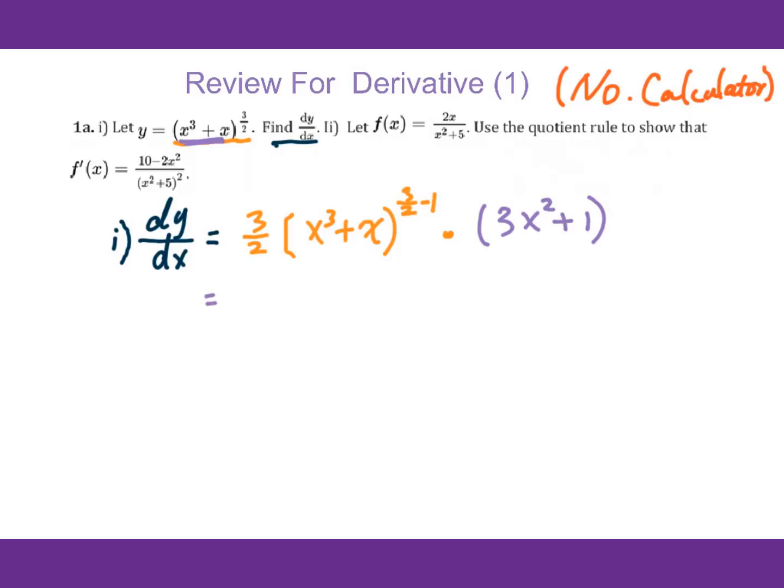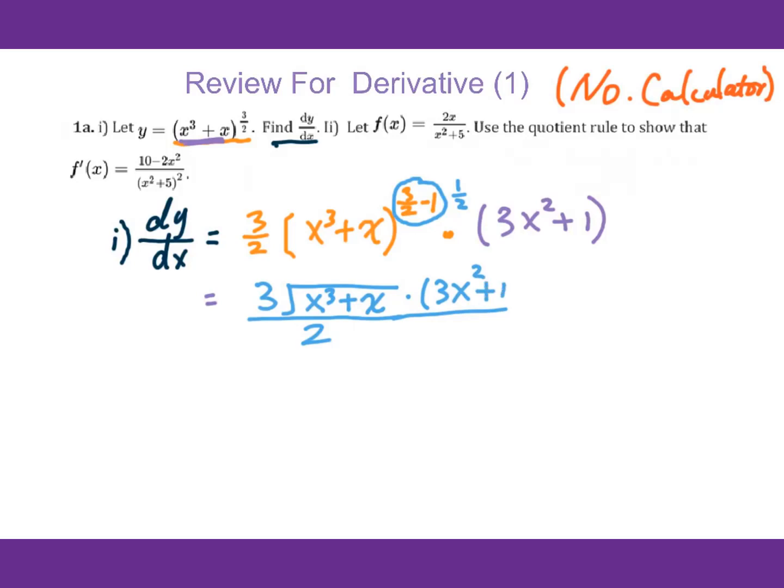Now we organize this value. That will be 1 over 2, which means the square root. So you get 3 square root of x third power plus x, then over 2. On top, you need to multiply by 3x squared plus 1. This will be the answer for 1. Now go to the second one.